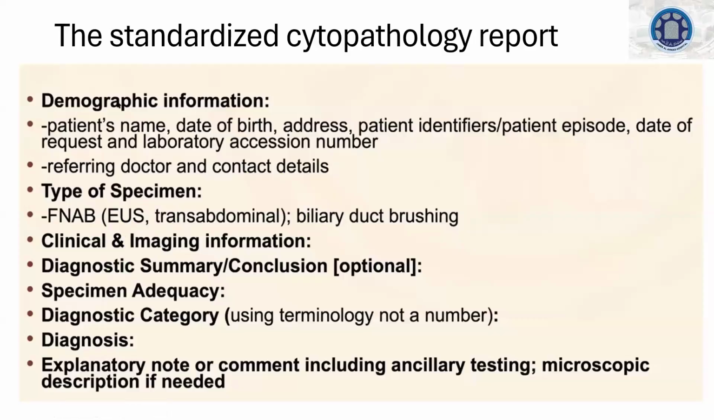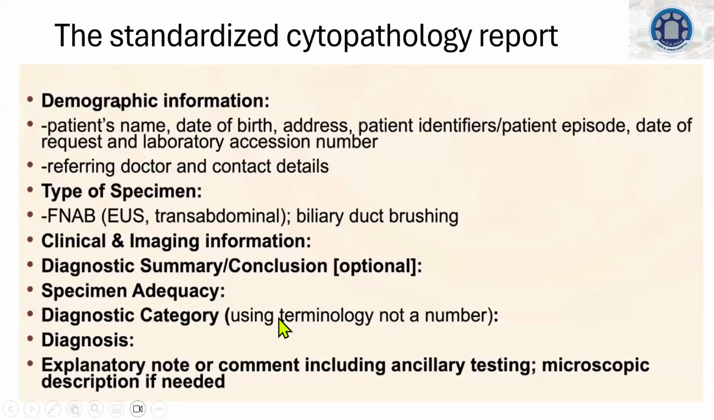Clinical and imaging information, I cannot emphasize the importance of this, however much I say, because half of your diagnosis, especially in pancreas and biliary, comes from the clinical and imaging information. You cannot make a diagnosis based on cytology alone. Then the diagnostic summary or conclusion, and specimen adequacy. There is no adequacy criteria, as you know, like in the case of thyroid or cervical cytology, but I will tell you what makes something inadequate.